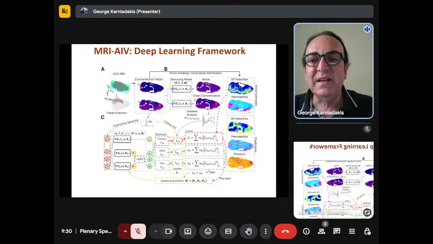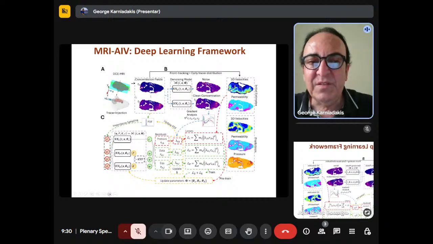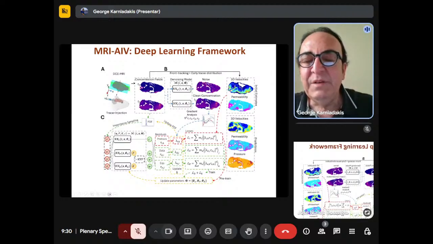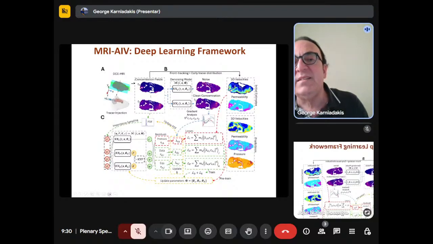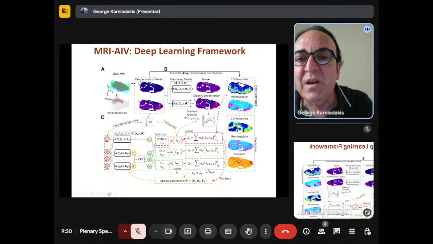So here's a comprehensive, maybe complicated view of this neural network, but you can see what happens. We inject a tracer into the brain of a live mouse. It's an anesthetized mouse, and then we follow using a deep contrast enhanced MRI. The magnet is about 9 Tesla. So we see the diffusion of the tracer through the entire brain of the mouse.